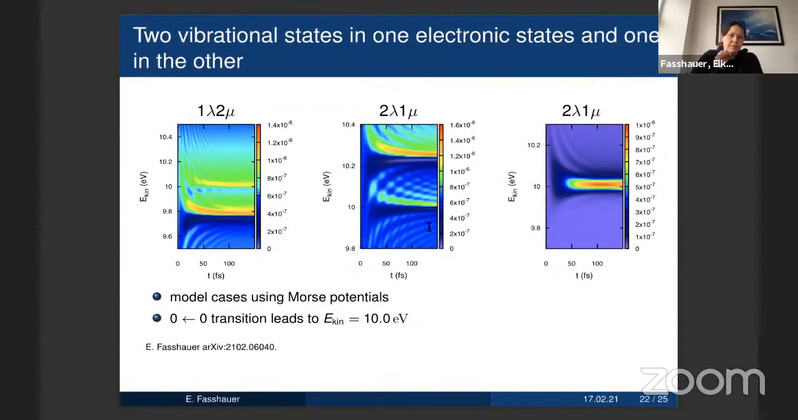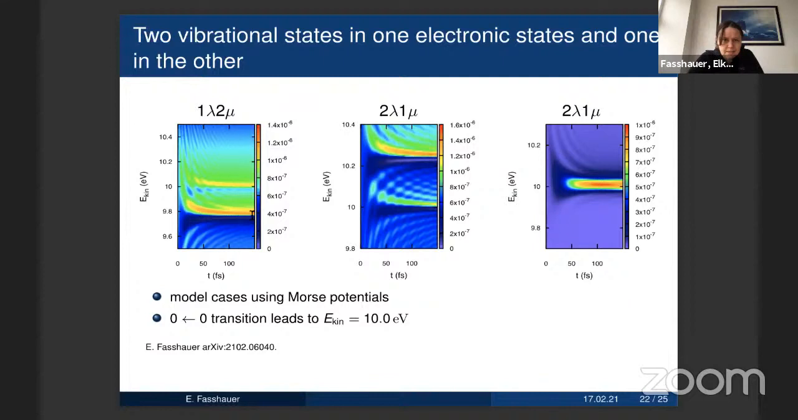And here are some examples. I've used model potentials, Morse potentials with equal minimum distances, and I would like to show you some basic properties. Here on the left, you have the case of one bound resonant state and two bound final states. And what you see is you have two peaks, one here at 10 eV, that's the 0-0 transition. For all the spectra, the 0-0 transition is chosen to appear at 10 eV of kinetic energy. And then you have a second peak down here.